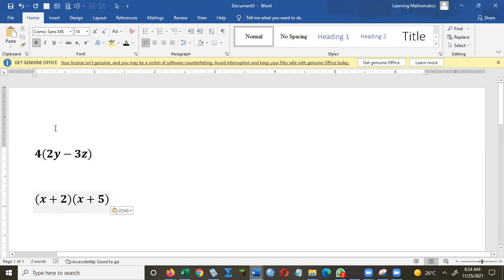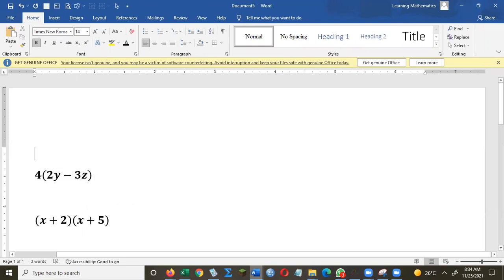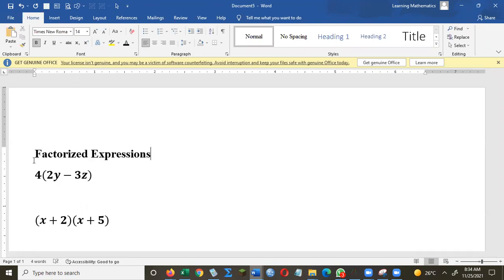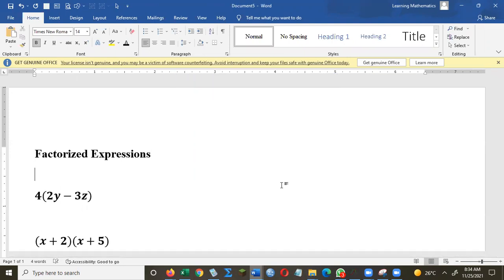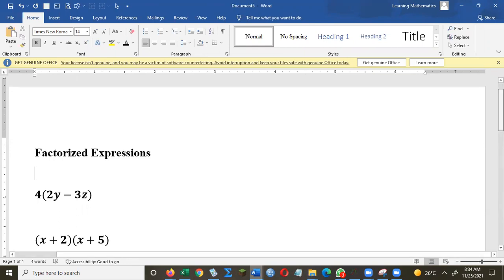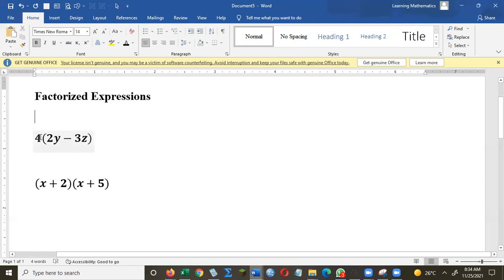Remember we said, whenever you see an expression with brackets, it is factorized. So these are factorized expressions. These two expressions are factorized because they have brackets. The brackets were completed by dividing. So we have to divide 4 into twice to get the 2y and the 3z minus 3z. We have to divide to get the x plus 2.